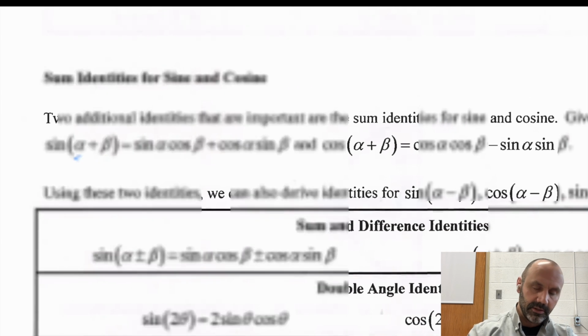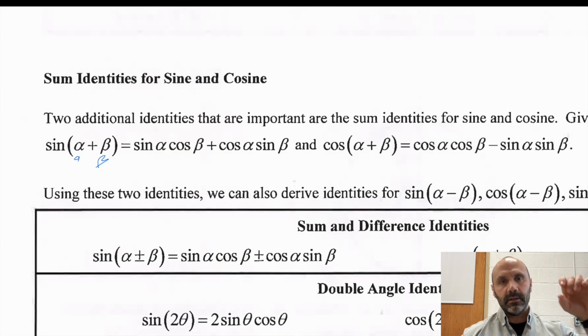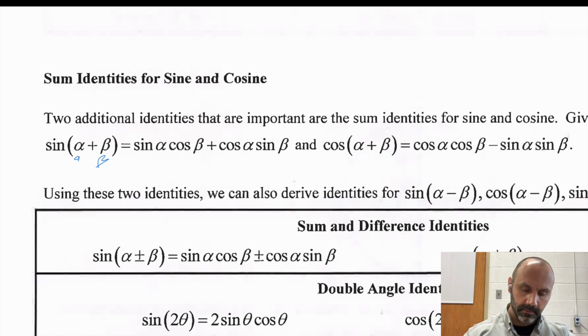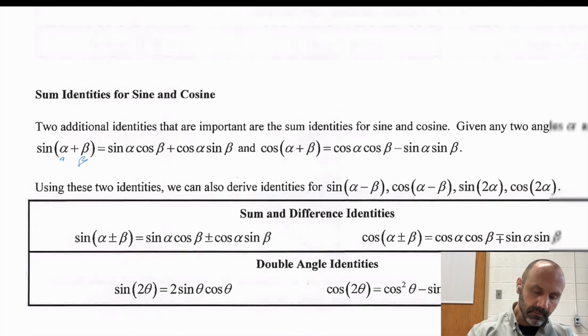And so we're imagining that we've got two angles that we're adding. So we're taking sine of the sum of those two angles, really making one bigger angle out of them. And so that's sine of alpha plus beta is sine alpha cosine beta plus cosine alpha sine beta. Cosine of alpha plus beta is cosine alpha cosine beta minus sine alpha sine beta.